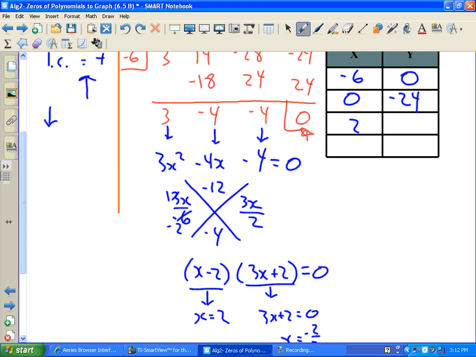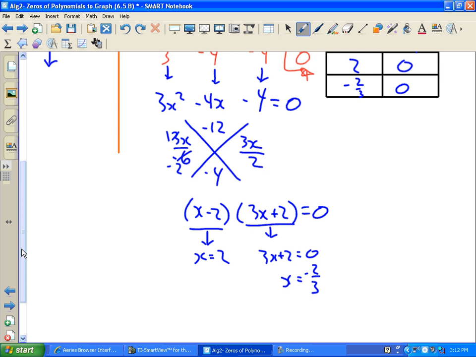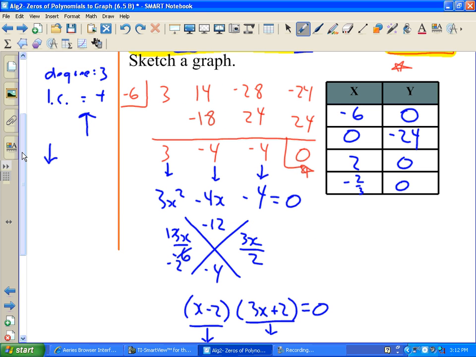We've got a root at 2, 0. And we've got a root at negative 2/3, 0. In this case, I have 1, 2, 3 roots. The degree of 3, I will never have more roots than the degree I have. I might have less, which was the case of the last problem. We had a degree of 4 on that last problem, but only 3 roots. But I will never have more roots than I will have degrees.